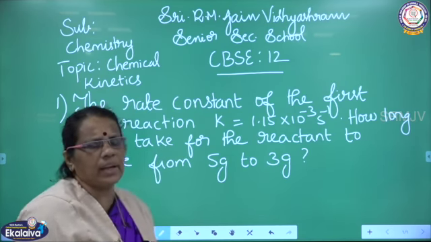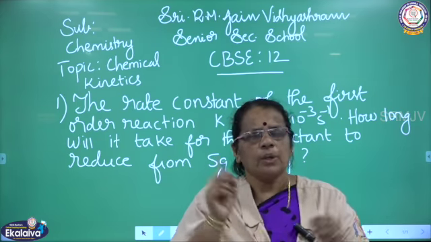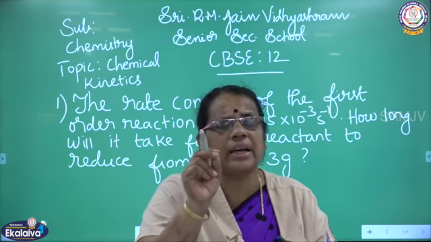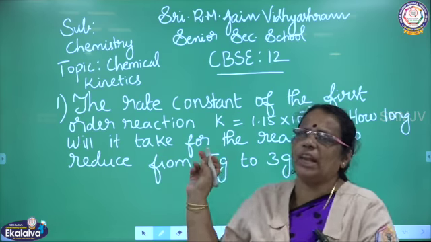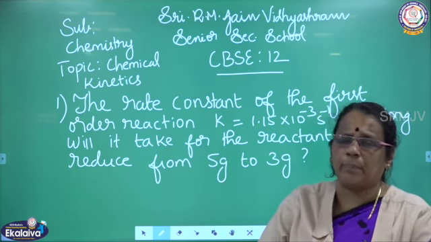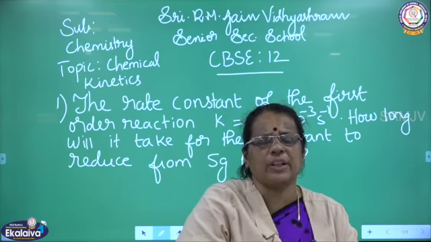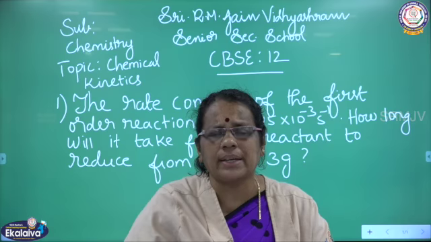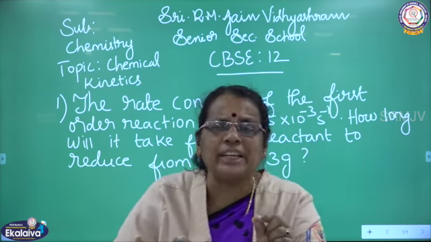So what is the question here? They have given the rate constant for the first order reaction. Usually the rate constant is denoted by K. So they have given the K value for the first order reaction, which is 1.15 into 10 power minus 3 second inverse, because the unit for the rate constant of a first order reaction is second inverse. And they are asking us to find out the time.